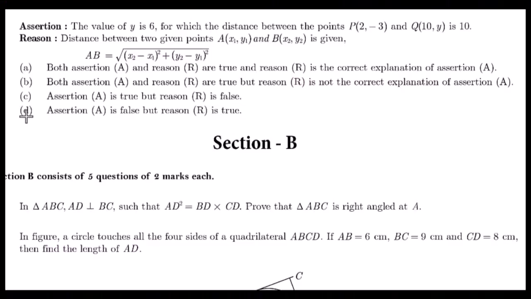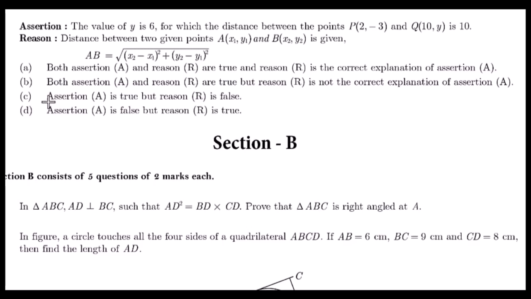Now the next question has been given from coordinate geometry. Let us see the assertion and reason. We are given that the value of y is 6, for which the distance between the points P(2, -3) and Q(10, y) is 10. That is, the distance between P and Q is 10.